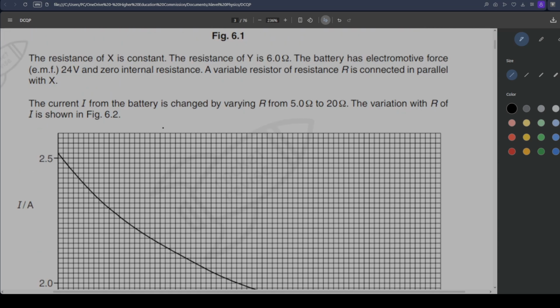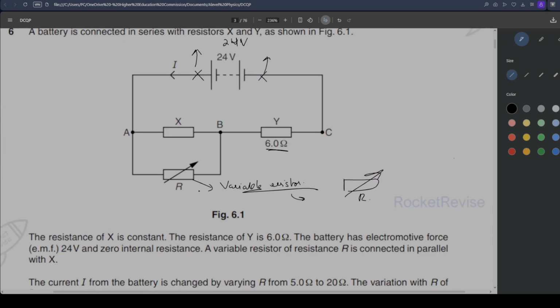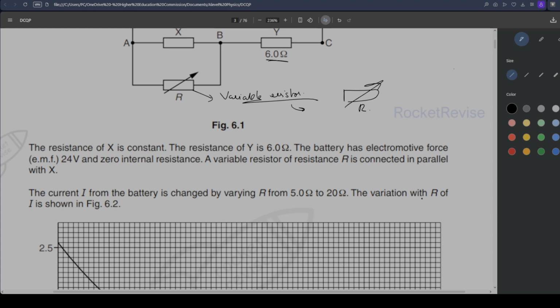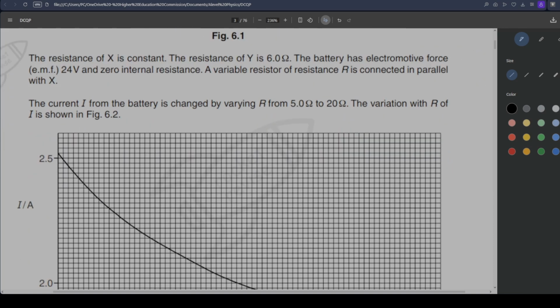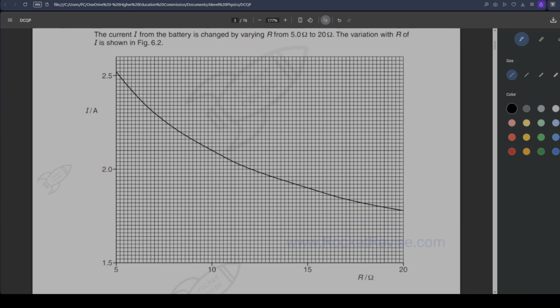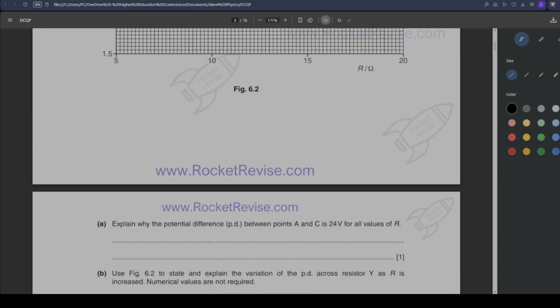The current I from the battery is changed by varying R from 5 ohms to 20 ohms. R is the resistance of this resistor. The variation with R of I is shown in figure 6.2. So we have 5 ohm से 20 ohm तक इन्होंने resistance पे दिखाया कि current किसने decrease करा.